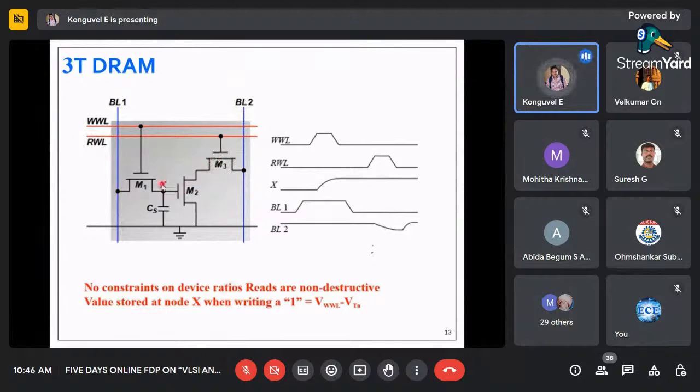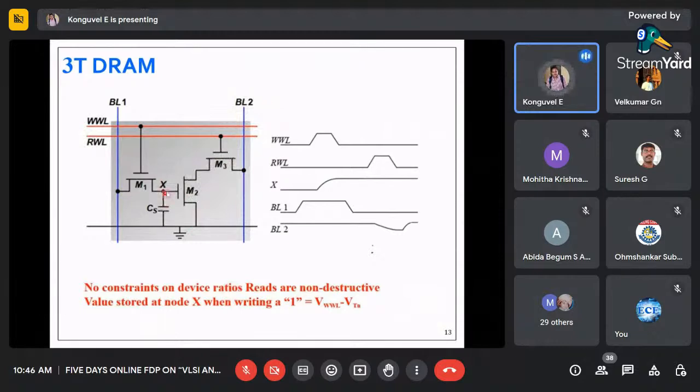And now what will happen if this X is also turned on? Listen carefully. According to our discussion, this X is 1 now, and it will turn on the M2 also. So M3 will be turned on, M2 will be turned on. What will happen to the BL2? Everything will be drained to the ground, so the BL2 line will become 0. Accordingly, we attach an inverter to say 1 is stored. That is how we map.